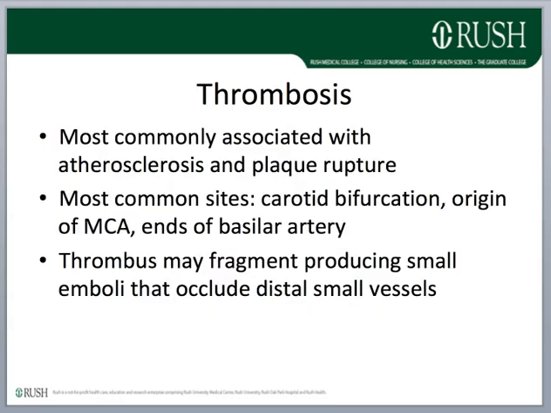Thrombotic occlusions are most commonly associated with atherosclerosis and plaque rupture. The most common sites are the carotid bifurcation, the origin of the middle cerebral artery, and either end of the basilar artery. Thrombi cause progressive narrowing of the lumen, which may be accompanied by anterograde extension, and may progress to fragmentation and distal embolization. Nothing new here. This is stuff that you've learned with myocardial infarction of the heart. We're just applying it to the brain.